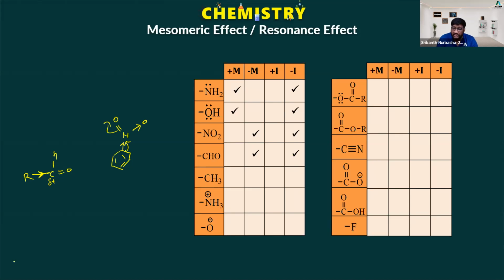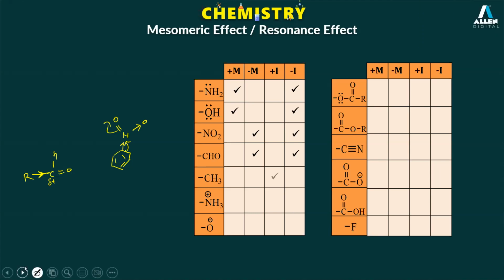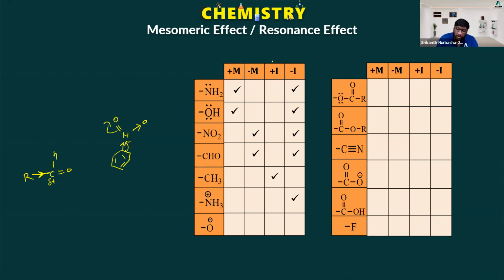CH3 will have what effect? Plus I only. Hyperconjugation is not involved here. We'll discuss hyperconjugation later, where alkyl groups are also involved. NH3 plus will not have any resonating structure because the lone pair of electrons on nitrogen is not present. It will only have minus I. O minus has a negative charge on oxygen, and it is also more electronegative when compared to carbon.